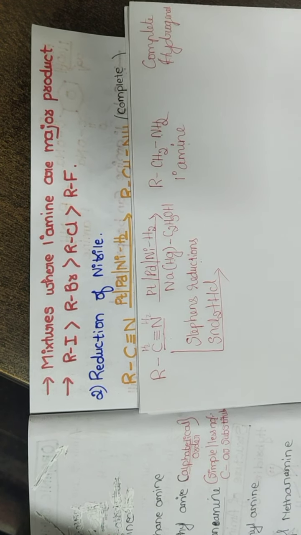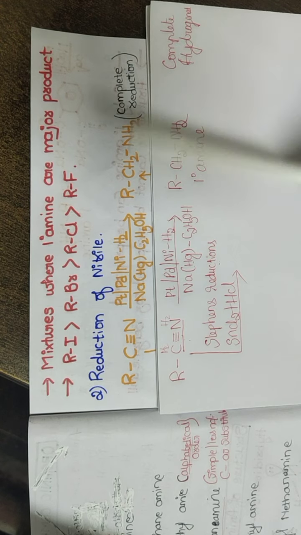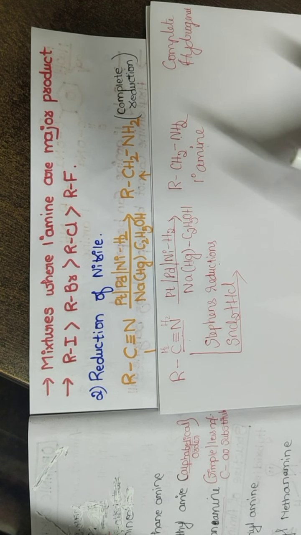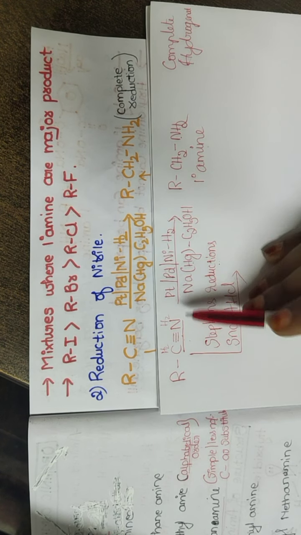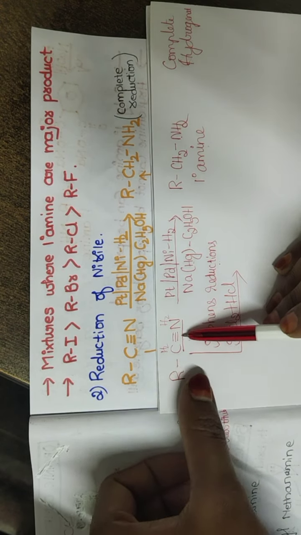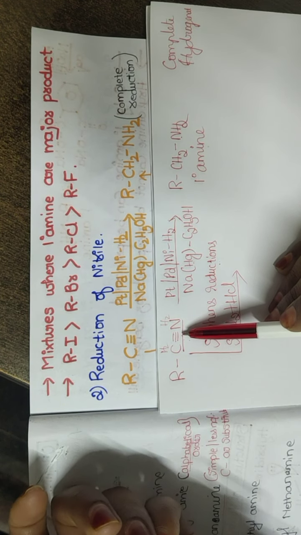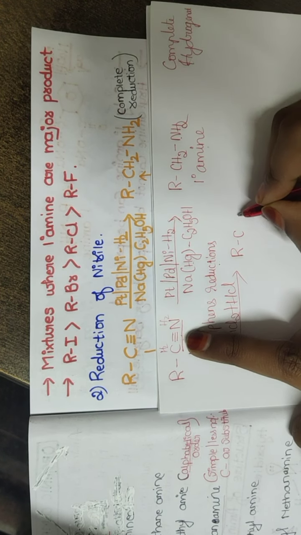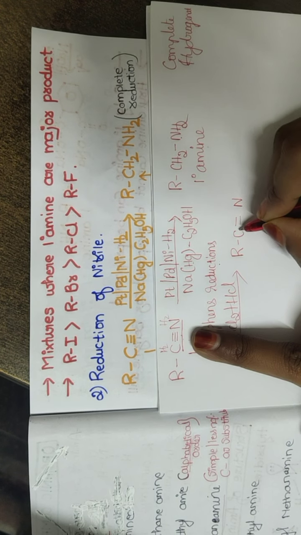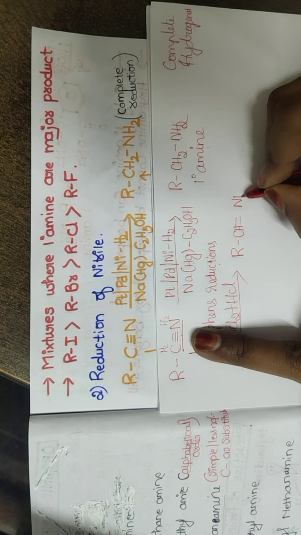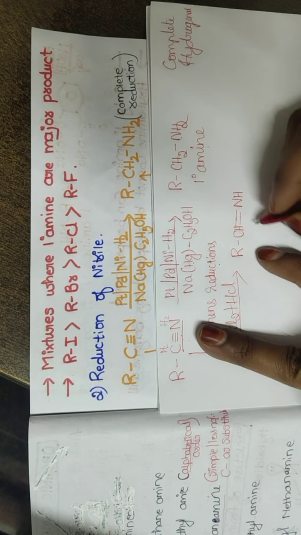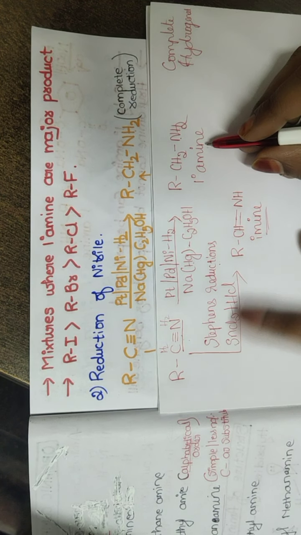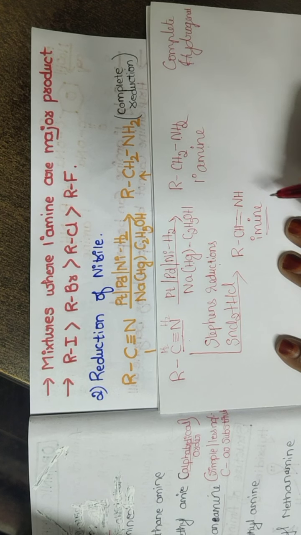What will happen if I do a Stephen's reduction? I cannot have a complete hydrogenation. I can have only a partial hydrogenation. What do we mean by partial hydrogenation? If I have 2 pi bonds, the reduction can happen only for 1 pi bond. So what will be the product here? RC double bond N. I should add 1 hydrogen to this carbon and 1 hydrogen to nitrogen. This compound is called an imine. It is called an imine, not an amine. Be careful here.